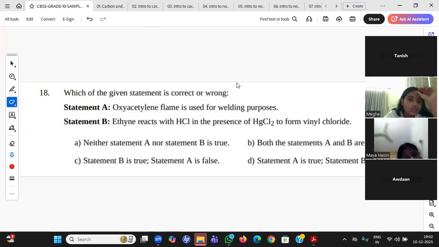Tanushi, Narendran, Tanish. Very good, Narendran and Tanish. Narendran, did you see this question before also? No, sir. No.